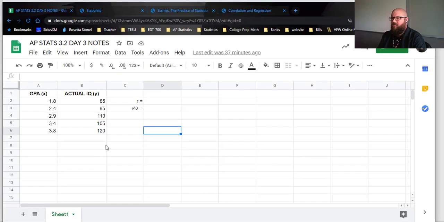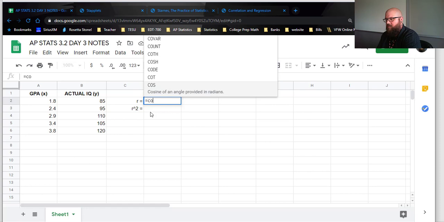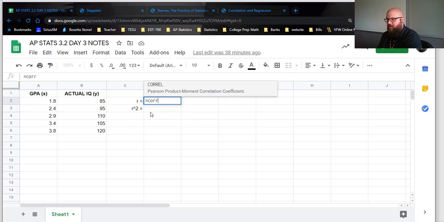In Google Sheets here, I've already put the data that we had here. We had our GPAs that they gave us and the actual IQ values. First off, if you need to find the correlation, which is your R value, that is easily done in here. You can go up here and type out equals and then CORR, and then right there it pops up CORREL.